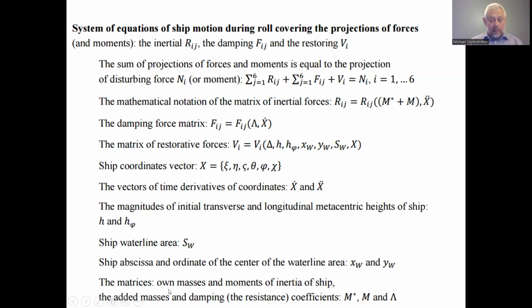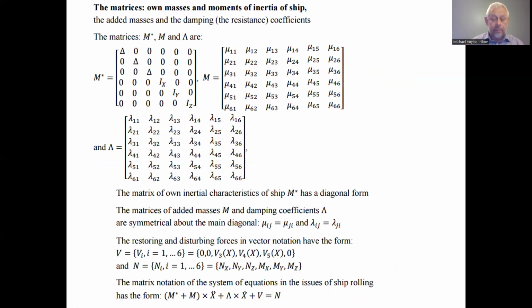And in the matrices we consider as well the own masses and moments of ship inertia, with a star index, and the added masses and the damping matrices. So these are the matrices in the equation. The matrix of the own inertial characteristics of the ship, m with a star, has a diagonal form, and these two matrices are symmetric relative to the main diagonal.